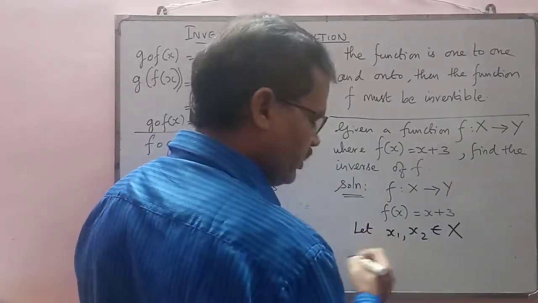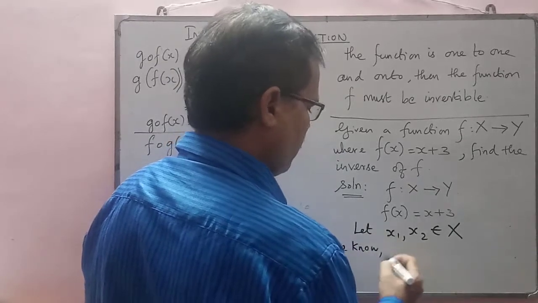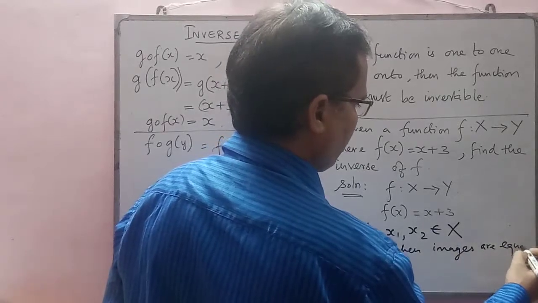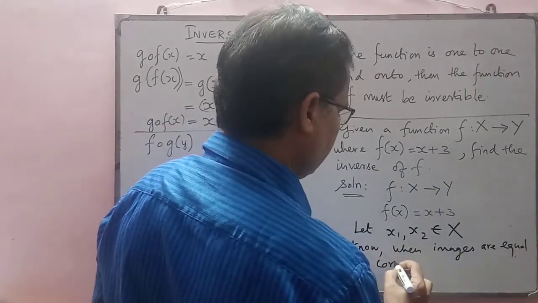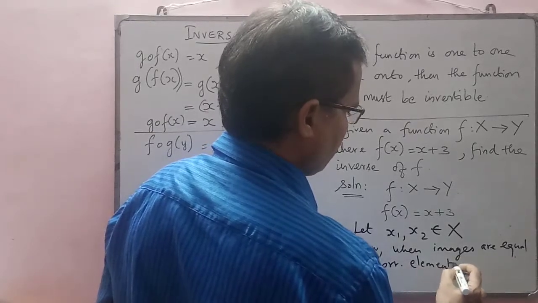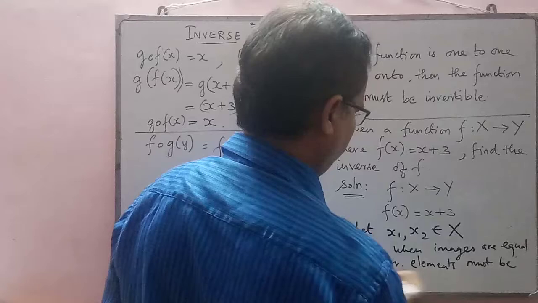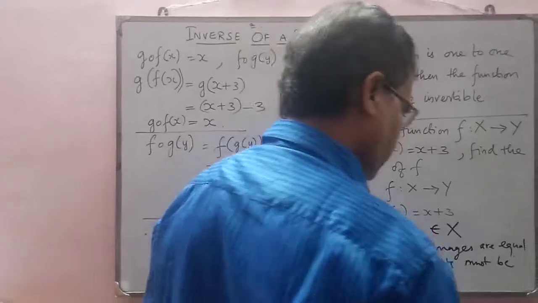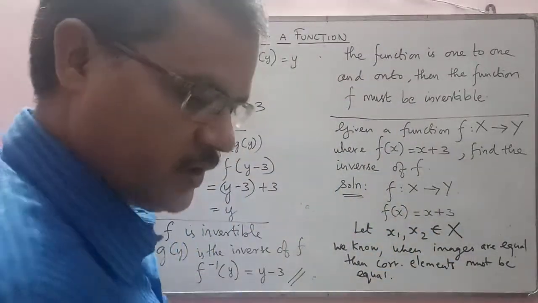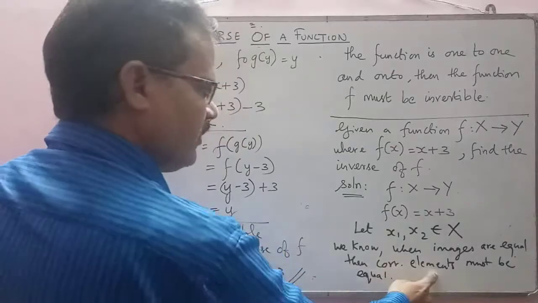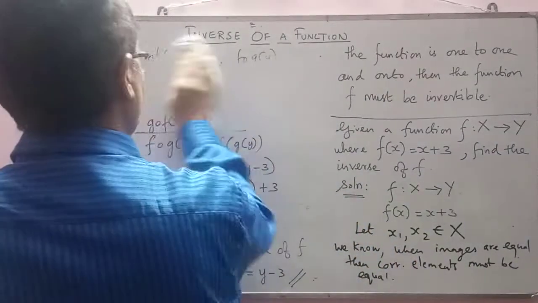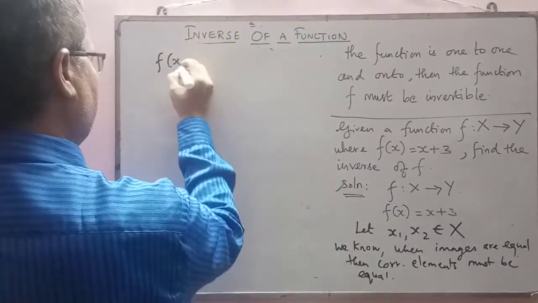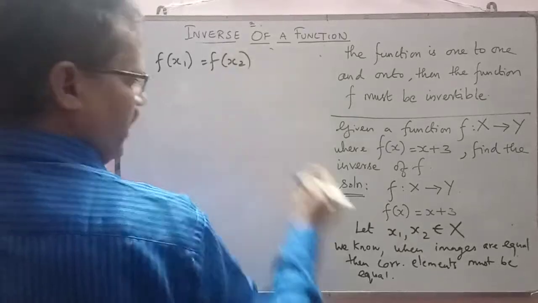We know that this definition you have to remember. We know that when images are equal, then corresponding elements must be equal. You remember that. This is explained in 1.2. You have done all the sums based on this. You have taken starting images are equal, then we will show that corresponding elements must be equal. That idea we will do. Let us start. Images means f of x1 is equal to f of x2. I have taken images are equal.